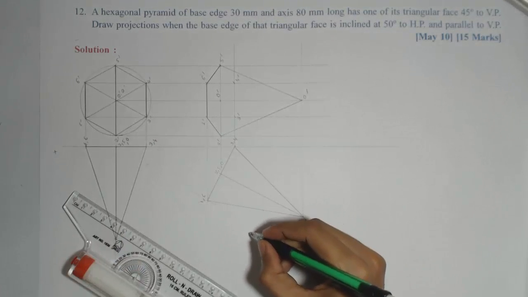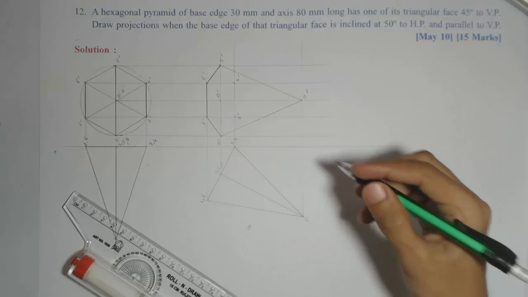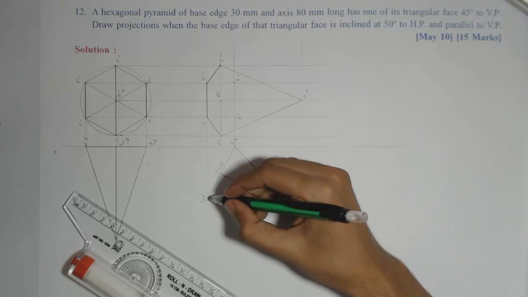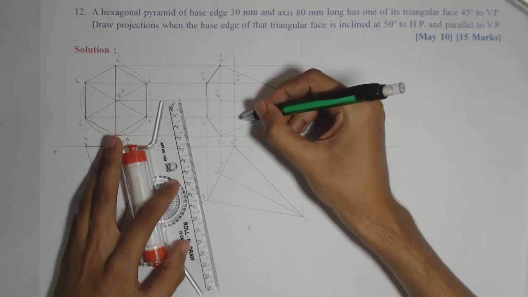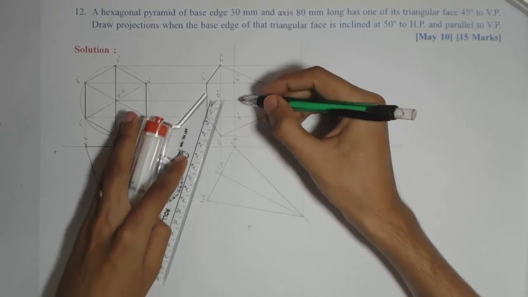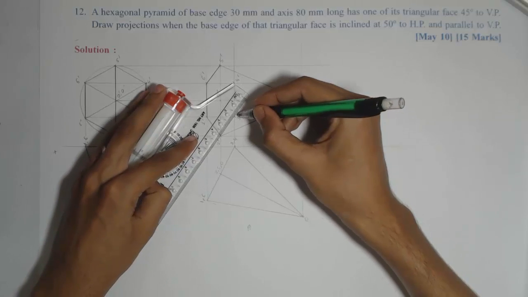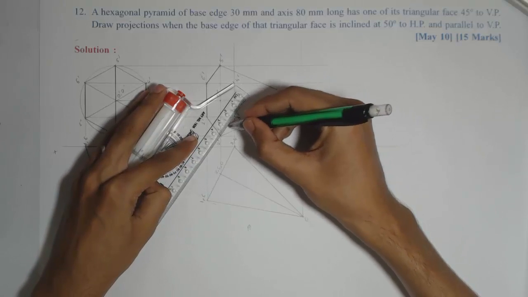Now this is the observer position. So for the observer, the base is not entirely visible. Okay, so the remaining edges of the base, which are 2 dash 3 dash, 3 dash 4 dash, and 4 dash 5 dash, are hidden because the base is not visible to the observer.